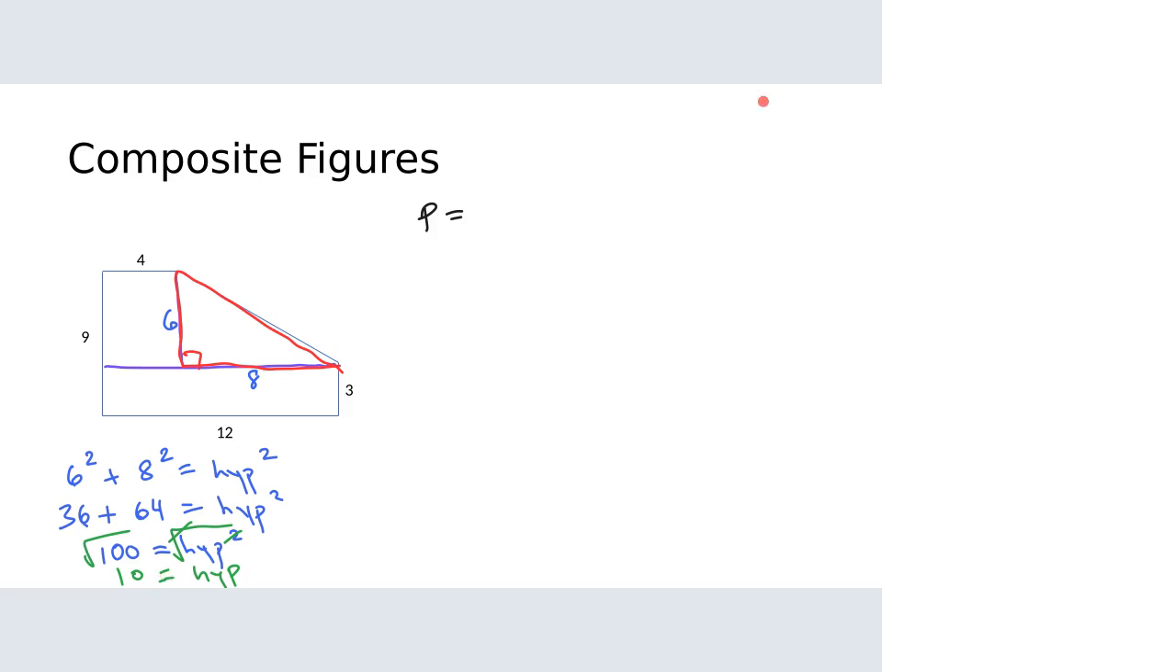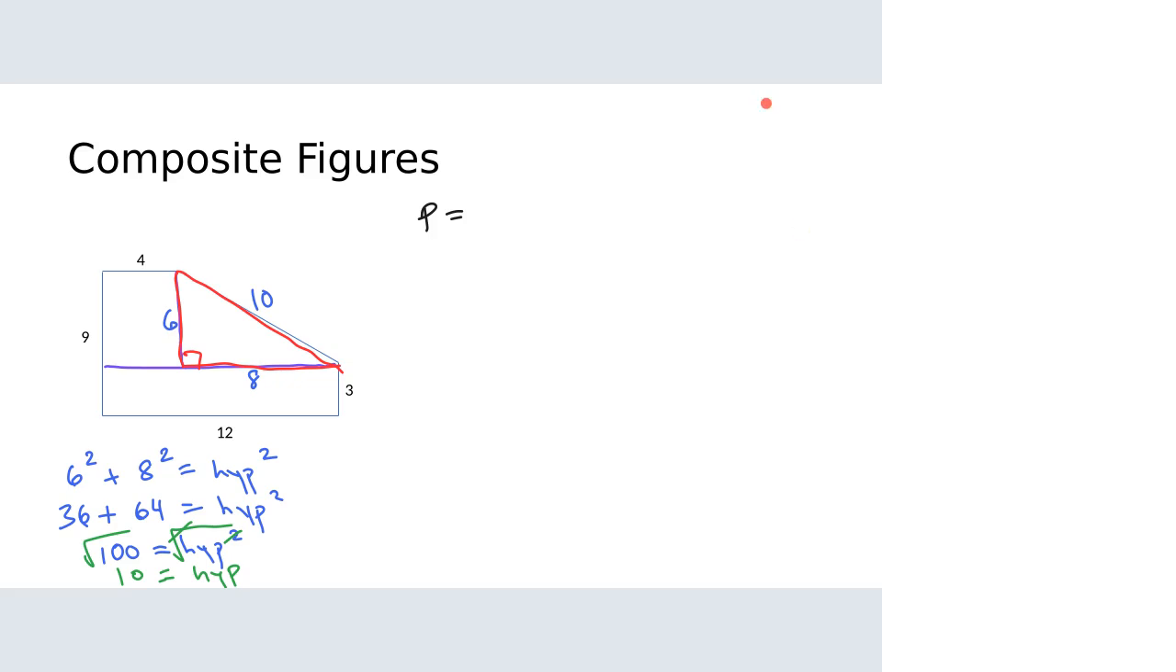So I just found out that that side length that I didn't know, that diagonal line that I wasn't going to be able to get with addition and subtraction, I was able to get it by creating a right triangle and using Pythagorean theorem to find out that that's 10. Now I can find the perimeter of my figure.